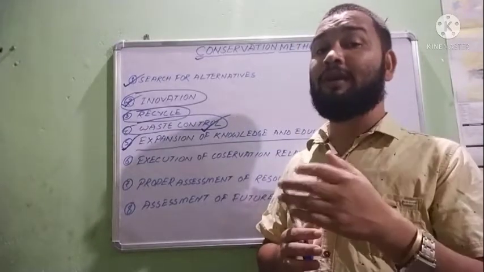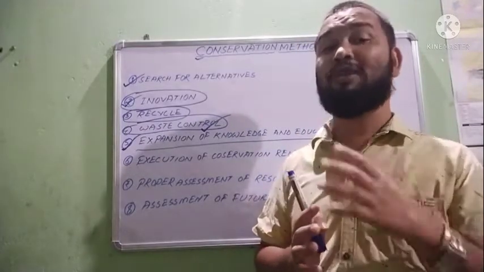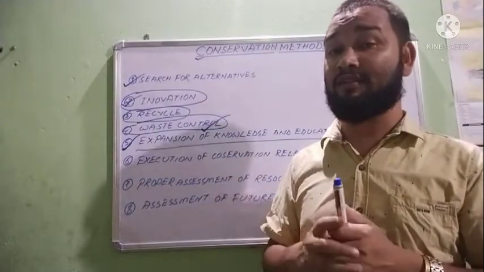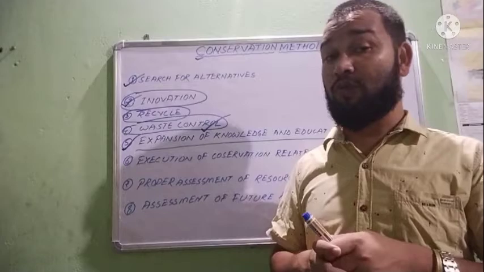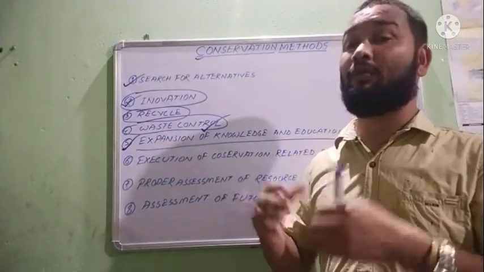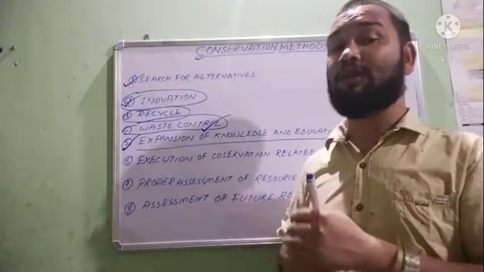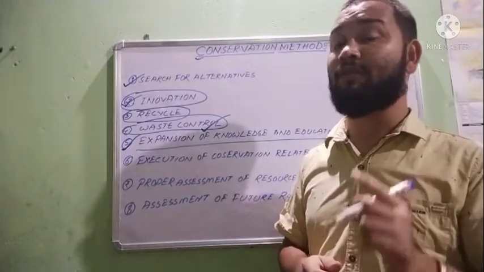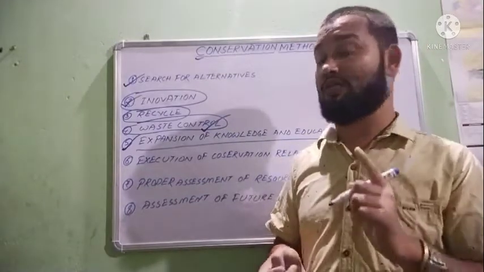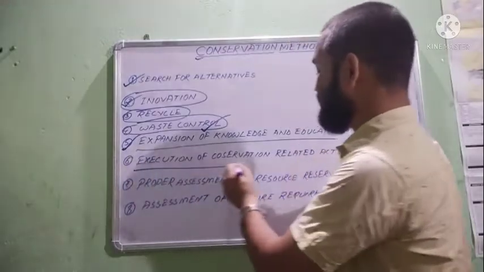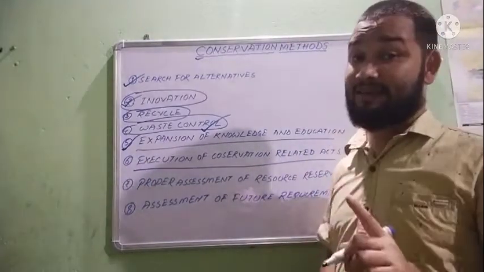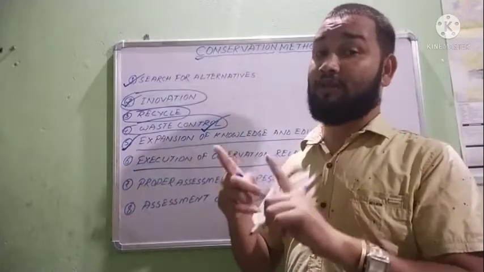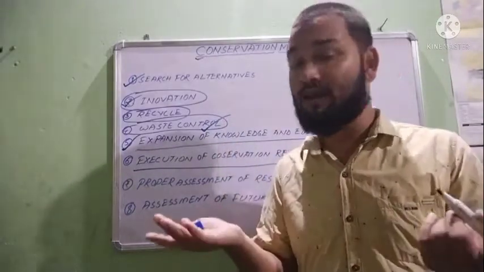So the government is not taking care of this. The government should properly execute the acts of prohibition, the acts against killing of wildlife. Then only can the rhinos be conserved. This is one important method of conservation of resources: execution of conservation related acts. Any acts related to conservation should be executed properly by the government as well as local masses.